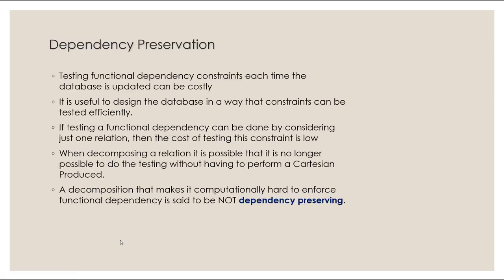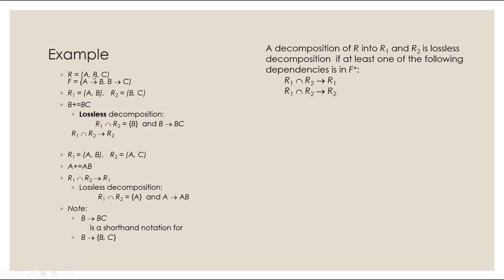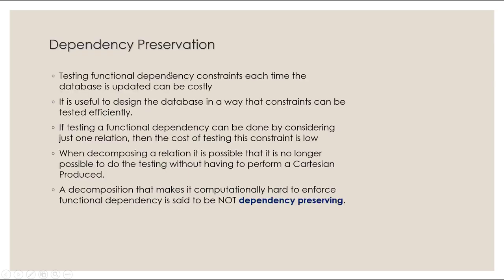We can also test for dependency preservation. These are functional dependencies, right? In the process of taking the original R and decomposing it further into different sub relations, sometimes one or more of these dependencies are lost, which is not ideal. We want to be able to preserve all of those dependencies. So that's something that we should be checking.